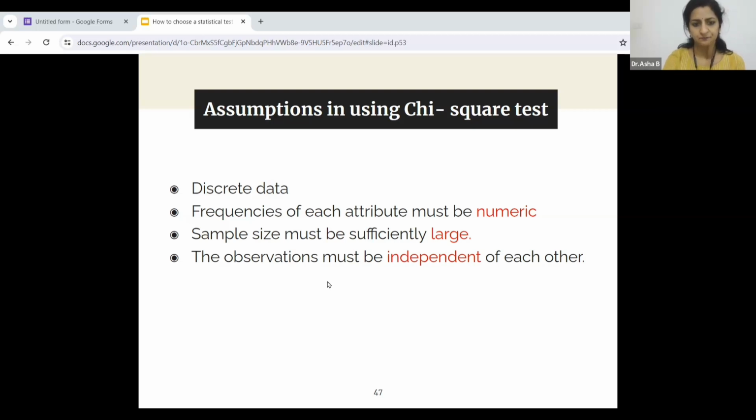The third important point is the sample size should be sufficiently large. Normally, all cell frequencies in the table must be 5 or more than 5. When we have large contingency tables, at least 80% of the cell frequencies must be equal to 5 or more than 5. If the assumption is not met, then we have to apply some correction before applying the chi-square test. And the last point is the observations must be independent of each other. In other words, the variables have to be mutually exclusive. Whenever we have correlated data, we cannot use the chi-square test. For that, we have to use McNemar test.